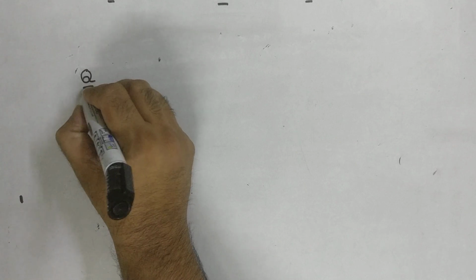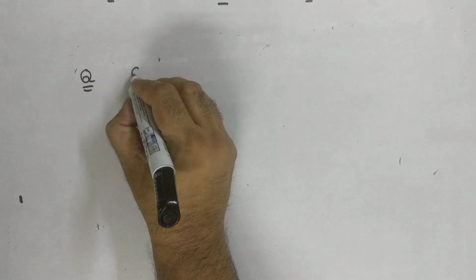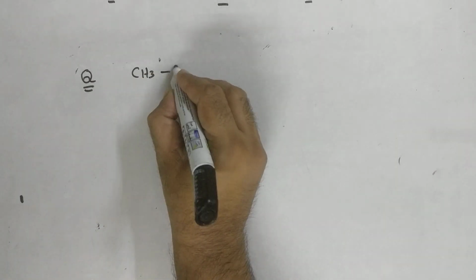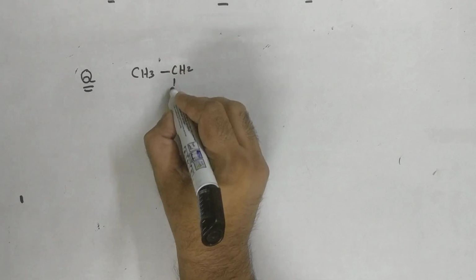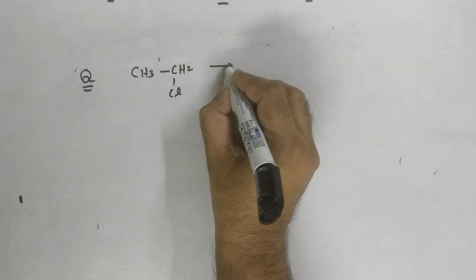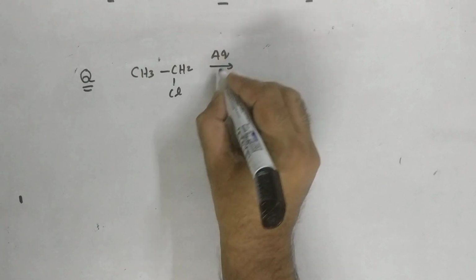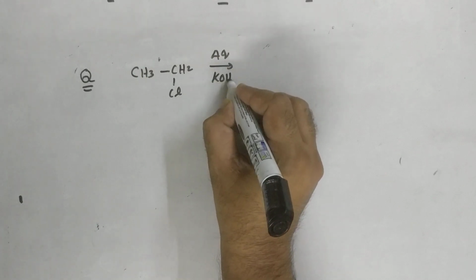Before we close the class, let us discuss one question. Very interesting question. If you take any alkyl halide, let's say we take chloroethane, in this, if you put aqueous KOH, aqueous means water is present.